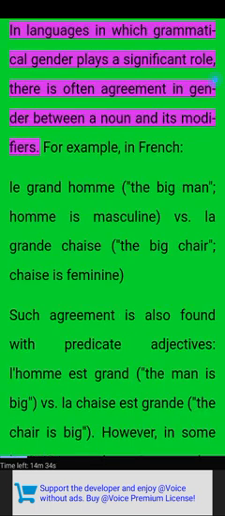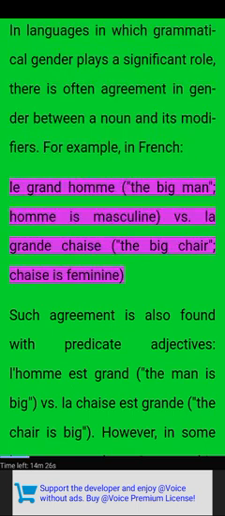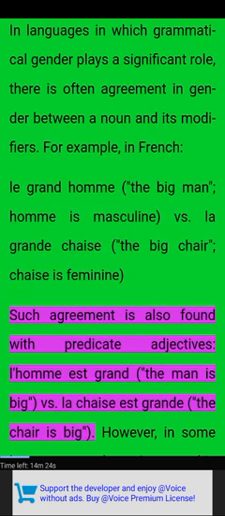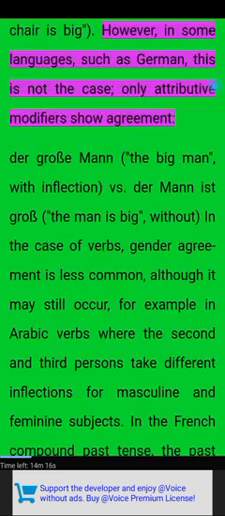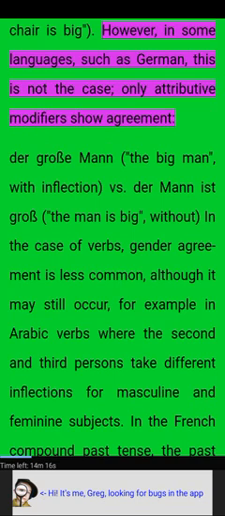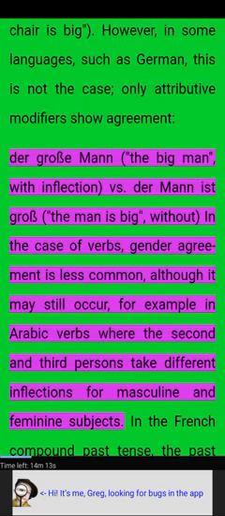Gender. In languages in which grammatical gender plays a significant role, there is often agreement in gender between a noun and its modifiers. For example, in French, "le grand homme", the big man (homme is masculine), versus "la grande chaise", the big chair (chaise is feminine). Such agreement is also found with predicate adjectives: "L'homme est grand", the man is big, versus "la chaise est grande", the chair is big. However, in some languages, such as German, this is not the case; only attributive modifiers show agreement: "der große Mann", the big man, with inflection, versus "der Mann ist groß", the man is big, without.